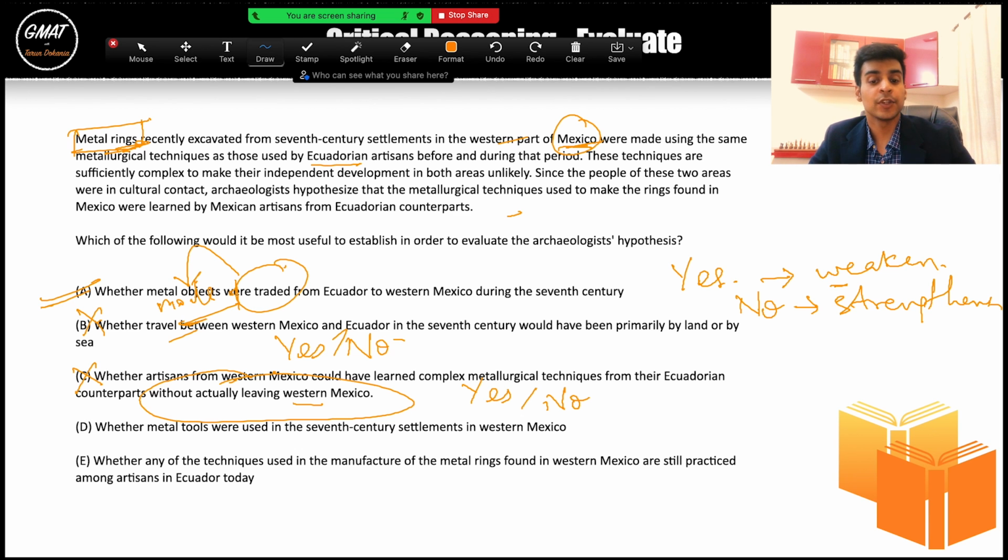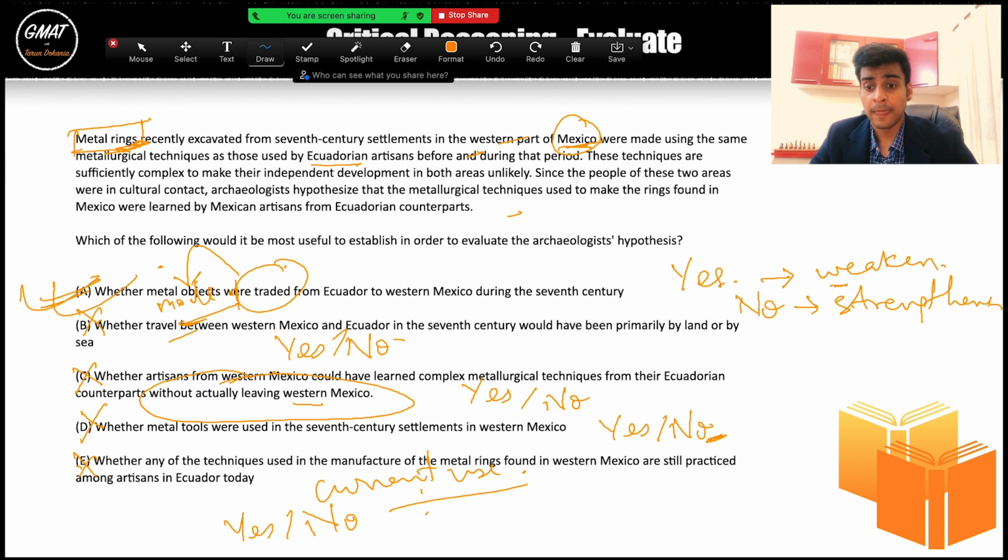D: Whether the metal tools were used in the 7th century settlements in Western Mexico. Well, we know metal rings existed. So again, this is talking about the existence. The fact here is the existence of metal tools, but we know they existed. So I can't take no as an answer, and obviously I can't question facts. So D will be out. E: Whether any of the techniques used in the manufacture of metal rings found in Western Mexico are still practiced among artisans in Ecuador today. So now here the factor would be the current use of these techniques, right? But we're only concerned with how they learned it, not whether they continue to use it. So the factor again would be completely irrelevant. I don't even need to get into the yes or no, and that gives me A as my answer.